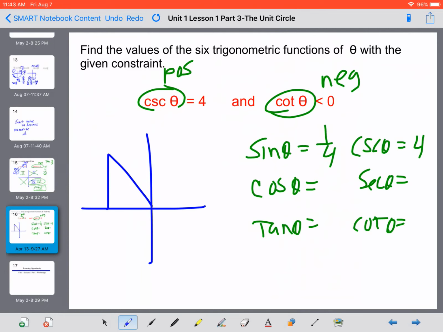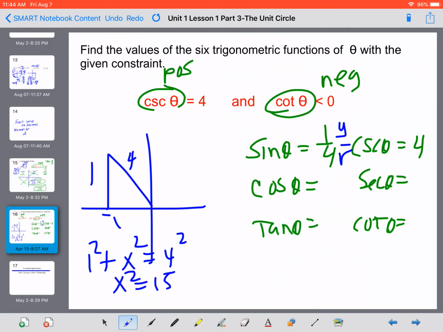And this is not a unit circle problem. If I look at this, this is going to be y over r. So my y-coordinate is 1. My radius is 4. I'm going to do the Pythagorean theorem. 1 squared plus x squared equals 4 squared. So x squared is equal to 15. So this is a negative root 15.